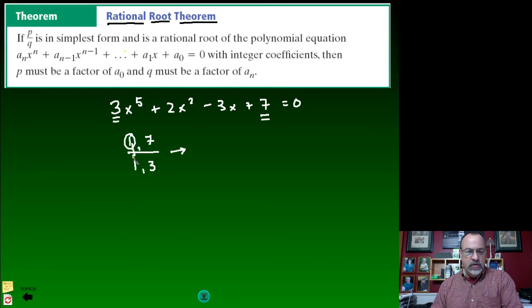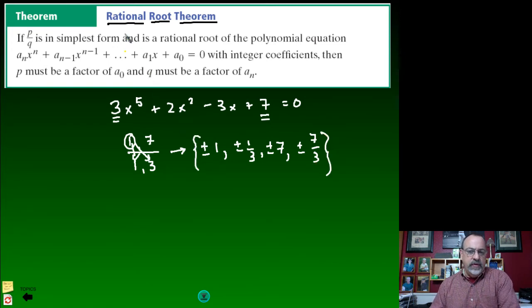All right, and then I put each factor over each other factor. In other words, I put 1 over 1, which is plus or minus 1. And then I put 1 over 3, plus or minus 1/3. And then I put the 7 over 1, so plus or minus 7. And then I put the 7 over 3, plus or minus 7/3. What I have here from the rational root theorem is a list of all of the rational zeros that this polynomial could have.